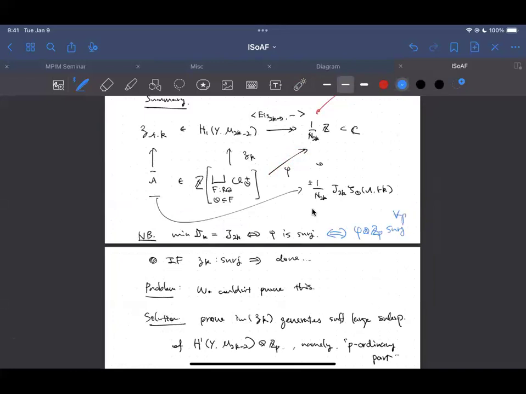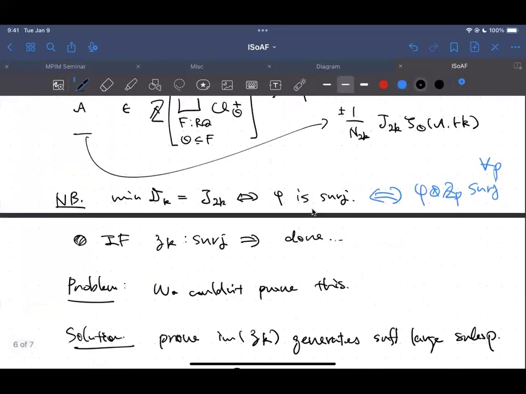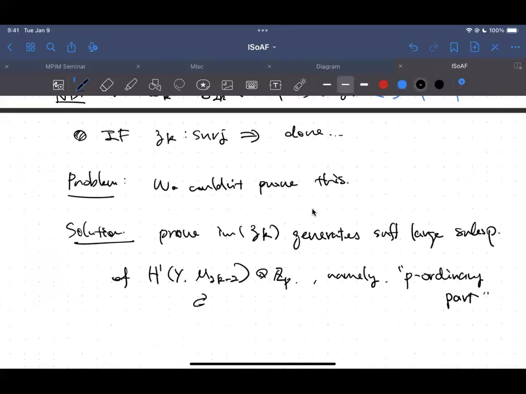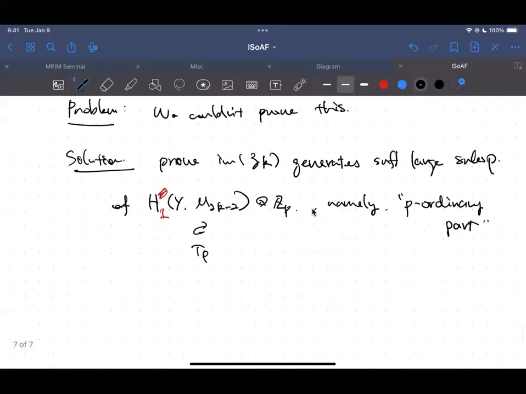So this is equivalent to showing that this is surjective for every p. And since we have a Hecke operator acting on this homology, we have a so-called very nice subspace, which is called the p ordinary part. And so our strategy is to prove that the image generates this p ordinary part. And in the remaining time, I would like to end this talk by explaining the outline of this last part.